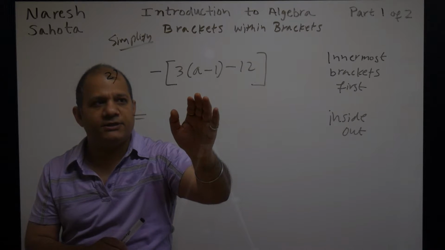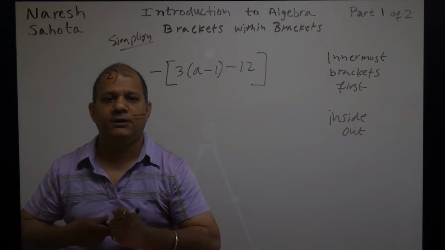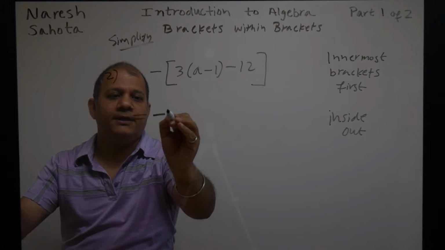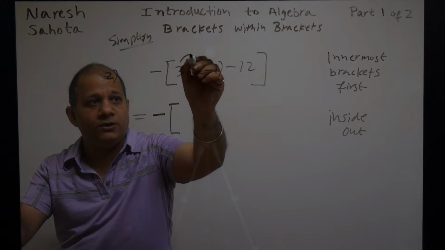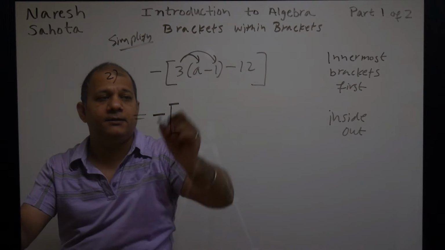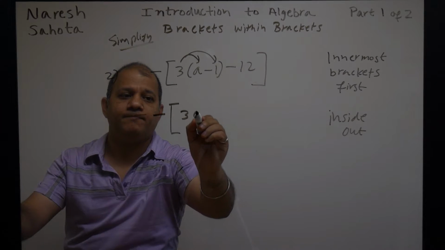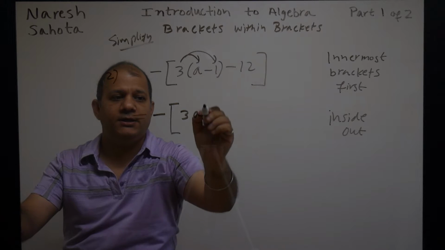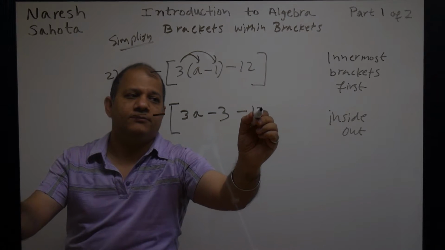So the first step is to work with the innermost bracket, which is a minus 1. We copy the negative sign. Now multiply 3 with a and then the negative 1. 3 times a is 3a. 3 times negative 1 is negative 3. And then copy minus 12.